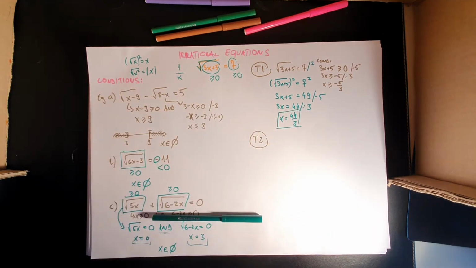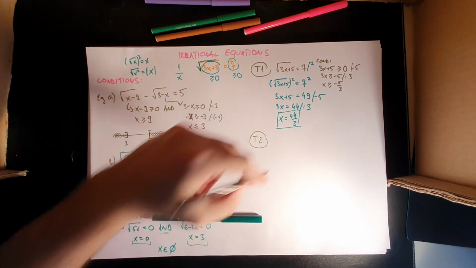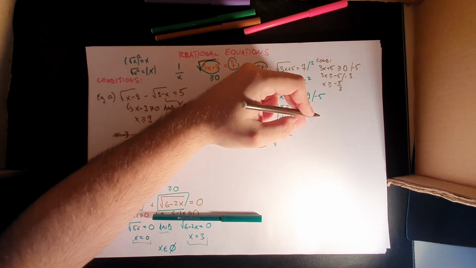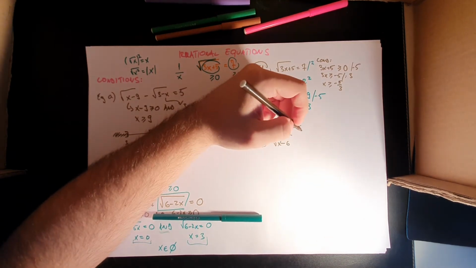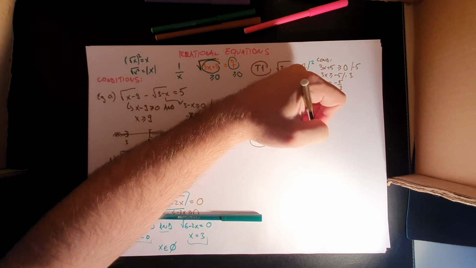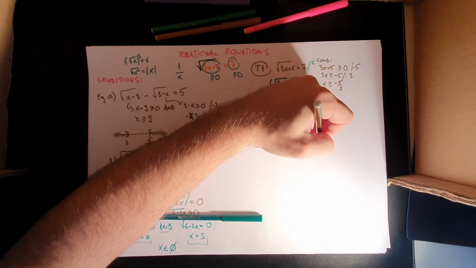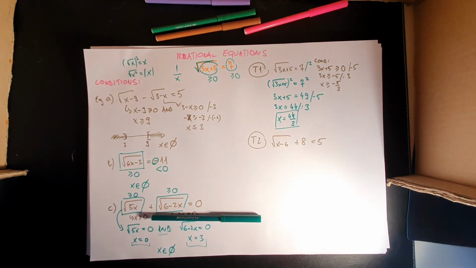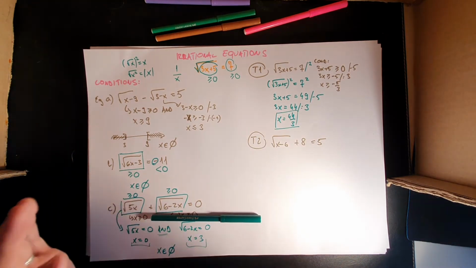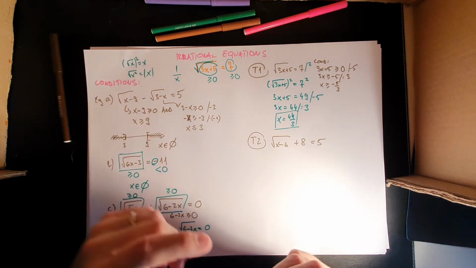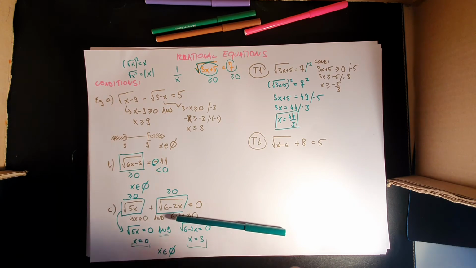Another situation. So in task 2, square root of x minus 6, then plus 8 equals 5. Okay, this is nothing major, nothing special. Do not forget, let's figure out the condition first.